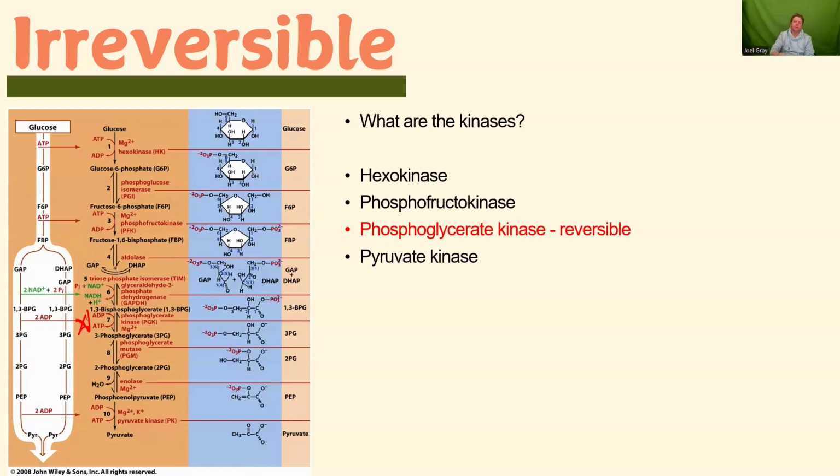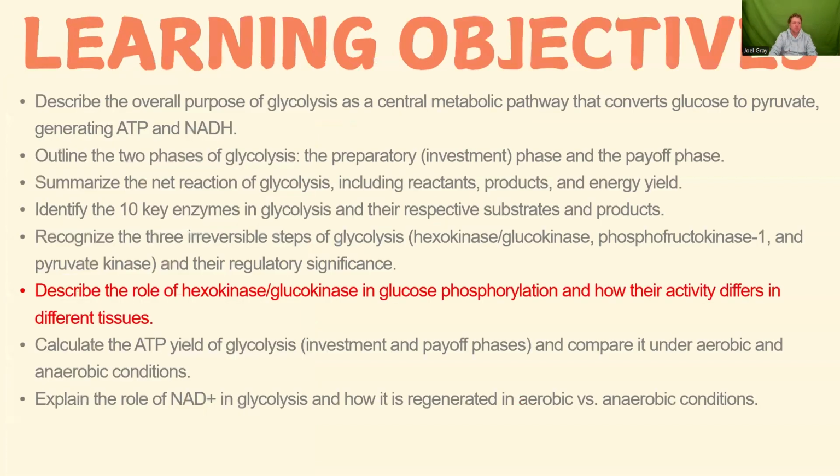hexokinase is my first overall step. It's my first irreversible step. My next irreversible step is the third overall step, but that's also my first committed step, and that's phosphofructokinase. My last step overall is my last irreversible step, and that is pyruvate kinase, where we're making the last of our ATP.